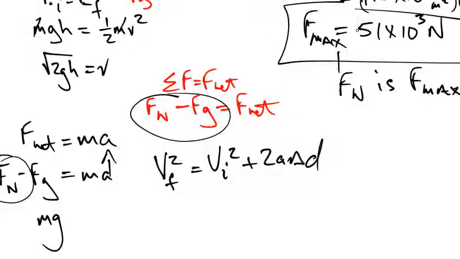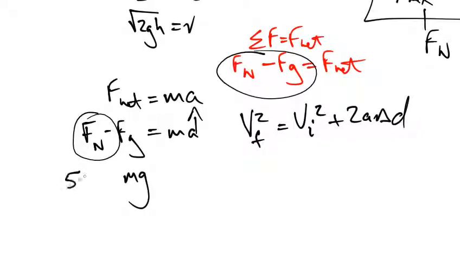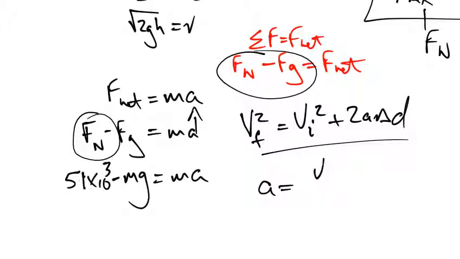Hence, I can put 51,000 here. Made a mistake here. Let's just correct that. 51 times 10 to the power of 3 minus mg equals ma. Problem is I need a. I don't have a. I can find a from this equation simply by saying a equals v final squared minus v initial squared all over 2 times delta d.